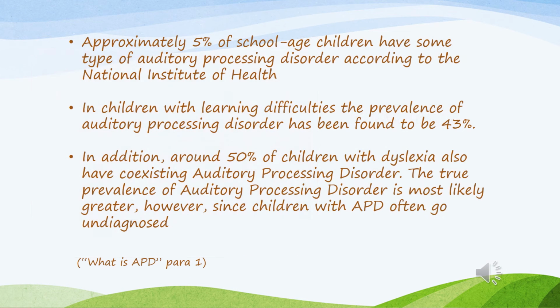Prevalence. Approximately 5% of school-age children have some type of auditory processing disorder, according to the National Institutes of Health. In children with learning difficulties, the prevalence of auditory processing disorder has been found to be 43%. In addition, around 50% of children with dyslexia also have coexisting auditory processing disorder. The true prevalence of APD is most likely greater, however, since children with APD often go undiagnosed.